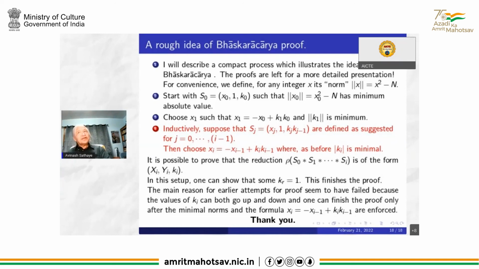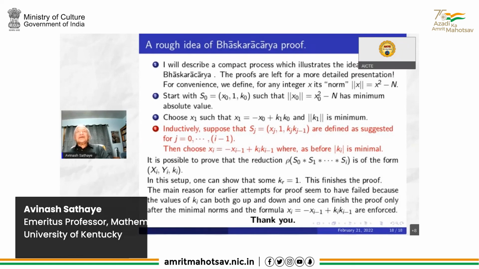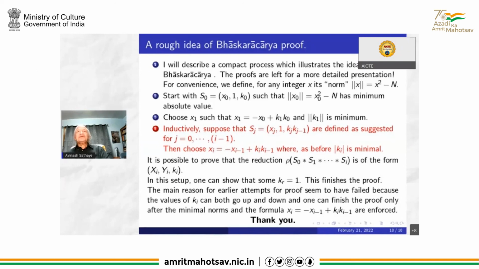Unfortunately, that's not it. When people attempted it earlier, they found out that these new numbers that you keep on getting are not necessarily just going up or going down. And that's where Bhaskaracharya came in, and he showed that eventually, if you choose your numbers carefully, in other words, choose as minimum as possible, then it will reach that 1.